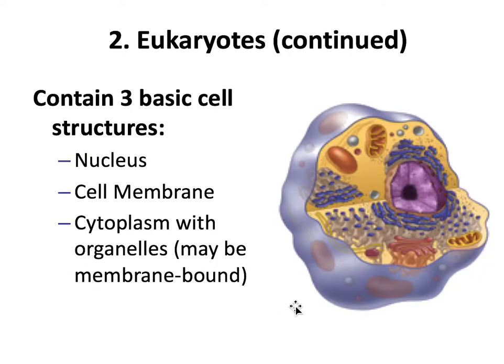Here are the main features of eukaryotic cells. They have a nucleus, which is where the DNA is contained. They have the cytoplasm, which of course all cells have, even prokaryotes, but their cytoplasm is filled with all of these organelles. There's the mitochondria we learned about. We're going to learn about a couple more as well. There's also a cell membrane for every eukaryotic cell.